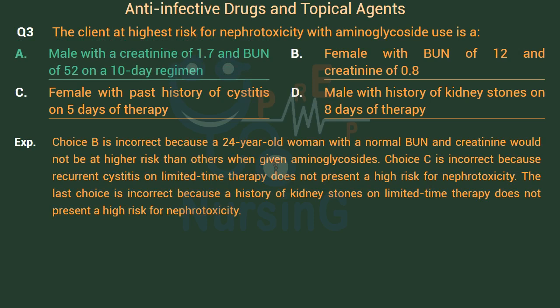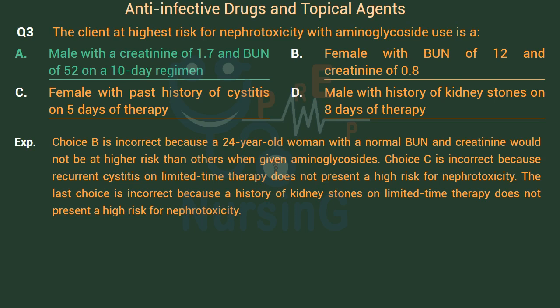Choice B is incorrect because a 24-year-old woman with a normal BUN and creatinine would not be at higher risk than others when given aminoglycosides. Choice C is incorrect because recurrent cystitis on limited-time therapy does not present a high risk for nephrotoxicity. The last choice is incorrect because a history of kidney stones on limited-time therapy does not present a high risk for nephrotoxicity.